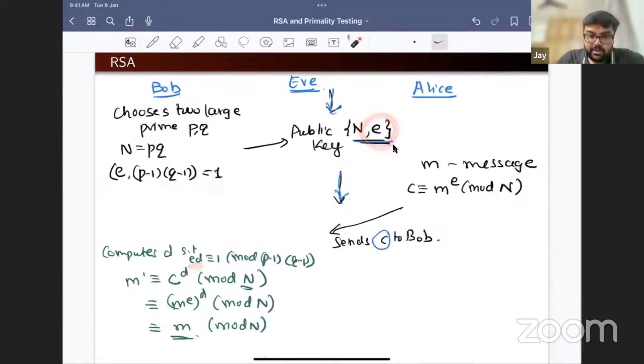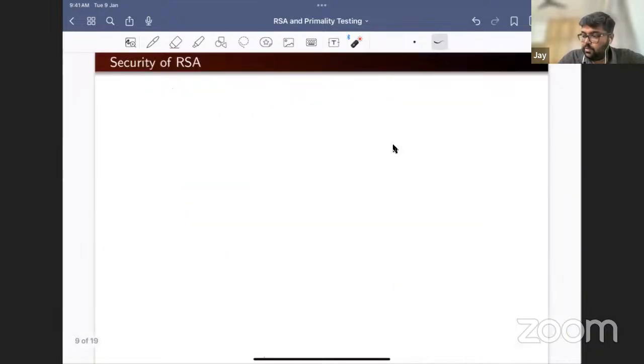E is already public. So she has to find the inverse, but she doesn't know P minus 1, Q minus 1 because she doesn't know P and Q. P and Q are private. This is just multiply. Okay. So suppose she has P and Q, then she can find P minus 1 and Q minus 1. Then Eve can find this.